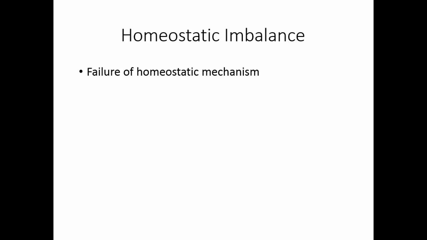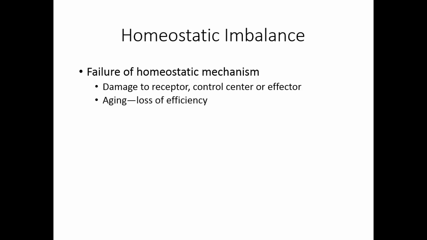Homeostatic imbalances occur when there's a failure of some sort of a homeostatic mechanism. This can either be the result of damage to a receptor or the control center or the effector. This is usually called a pathological homeostatic failure. Also, aging tends to cause homeostatic imbalances. As you get older, receptors get less sensitive, control centers get less efficient, effectors may not work as well, and so homeostatic imbalance may occur in the aging.